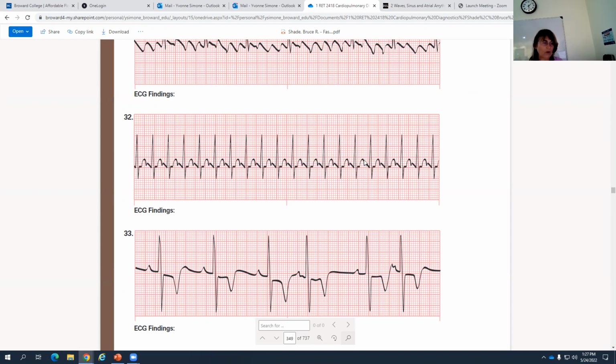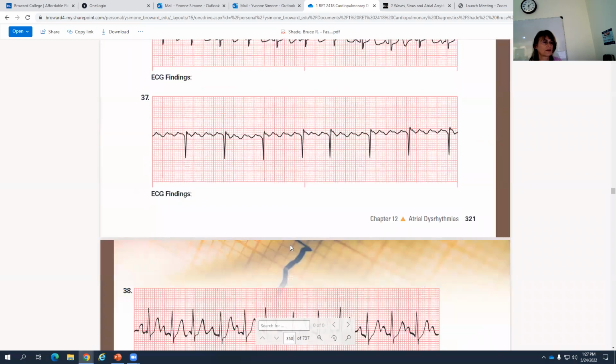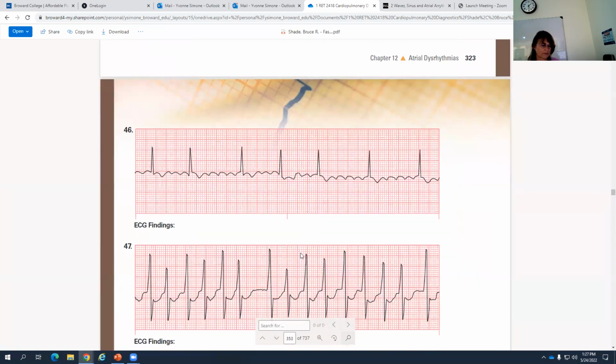Page 324, number 46. Am I beating a dead horse by showing you the same one over and over again? What is this? If it was fibrillation, we wouldn't see P waves. Very good. Atrial flutter.